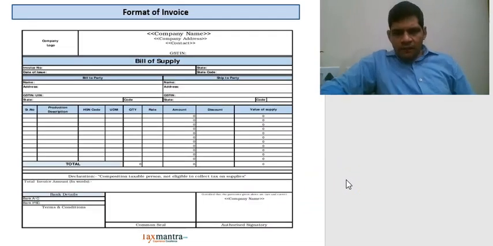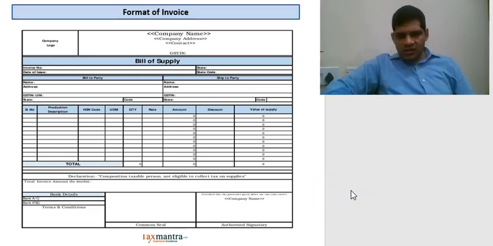Moving forward, this is the invoice for composition scheme. If you see, it clearly says that in the invoice we need to clearly mention that we are registered under the composition scheme and we are not eligible to collect any tax on supplies. So we have to clearly mention this, and this is the format for a composition scheme.